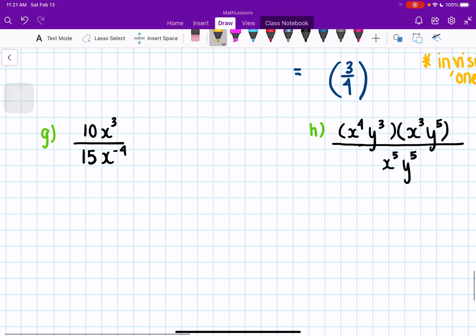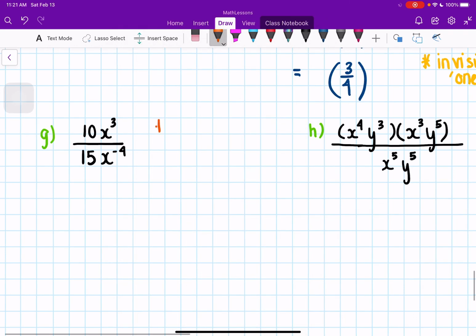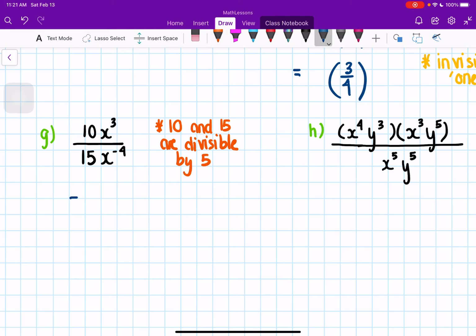So if I look at my coefficients, I have 10 over 15. And 10 and 15, so I'm going to write my little thought bubble over here. 10 and 15 are both divisible by 5. That's the highest number that'll go into both. So I'm writing this down just to remind you. So 10 and 15 are divisible by 5, which means when I divide them, they will reduce to give me 2 over 3.